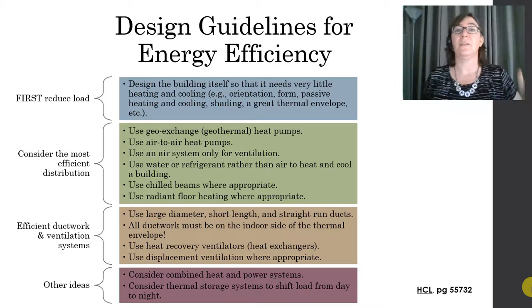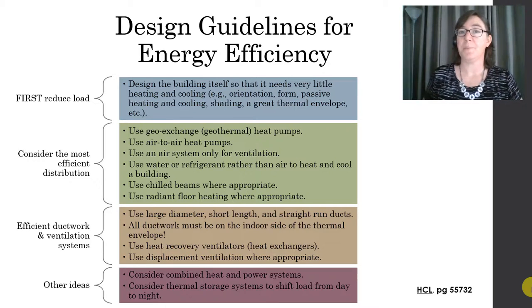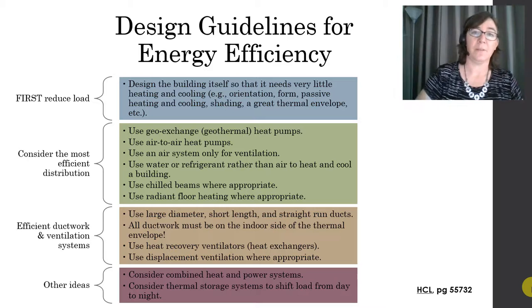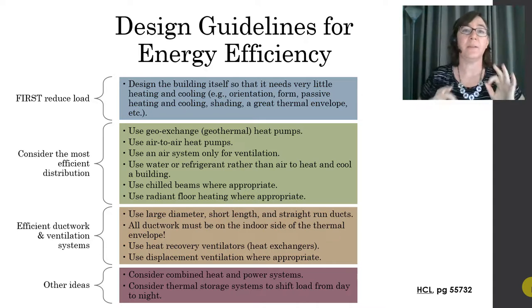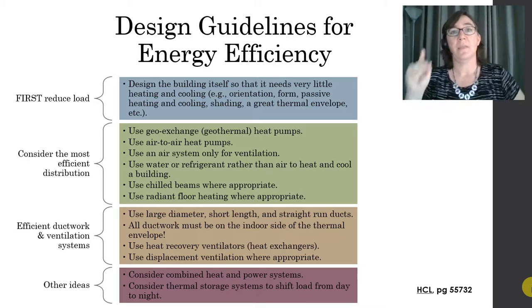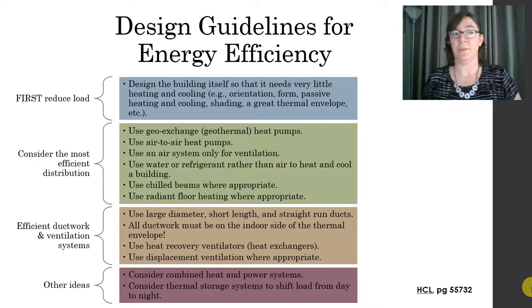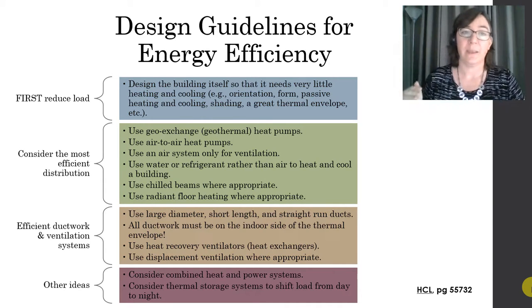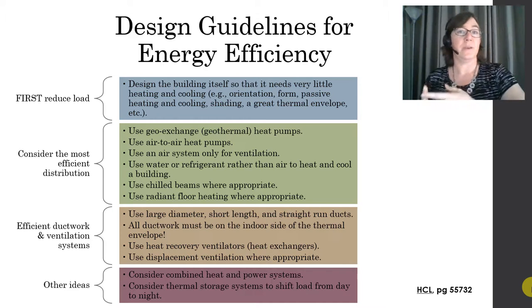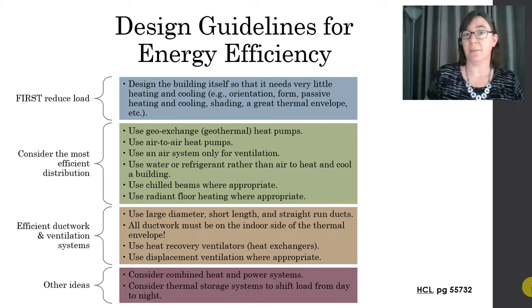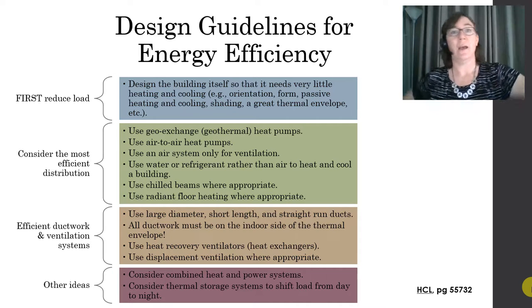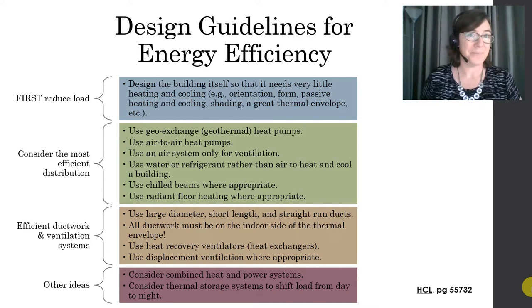Finally, let's talk about design guidelines for energy efficiency specifically. Your textbook gives this whole list, all right, but you can subcategorize those. Let's take a look at it. The very first thing, the highest priority, the lowest tier in designing mechanical systems for energy efficiency is to reduce the heating and cooling load. You design the building itself so that it needs less heating and cooling: orientation, form, passive heating and cooling systems, shading, thermal envelope design, etc.